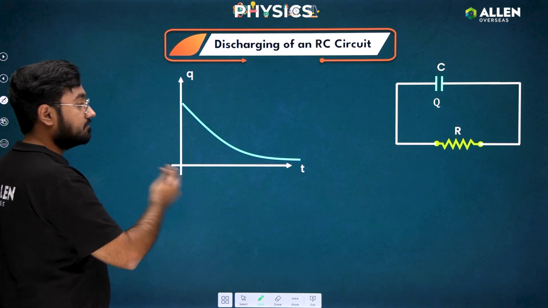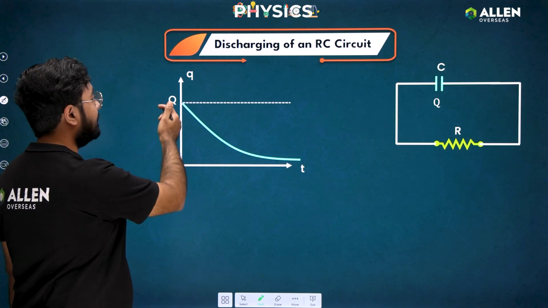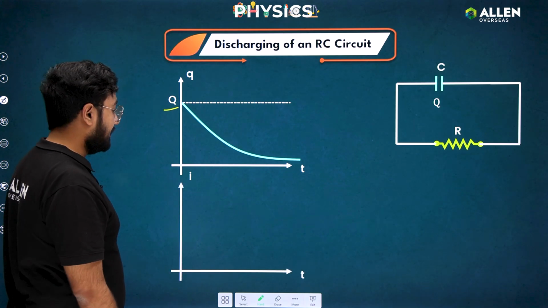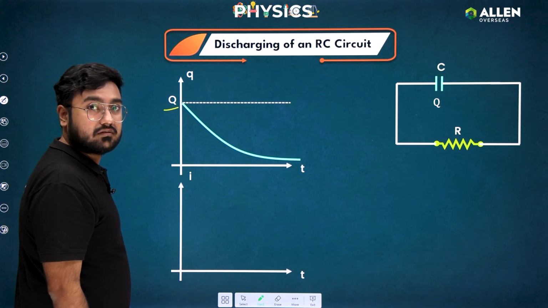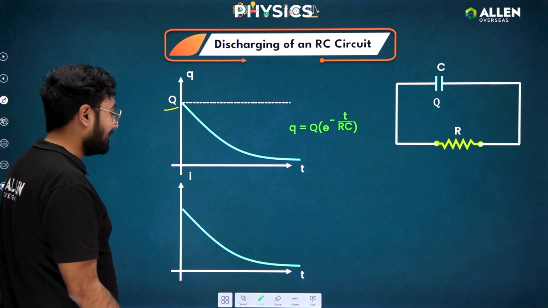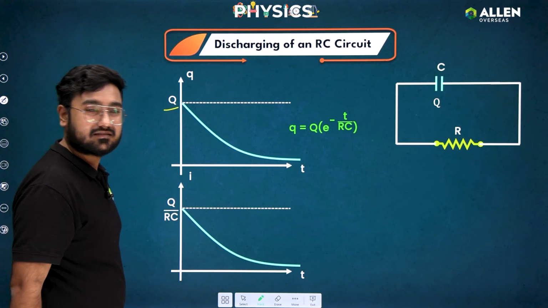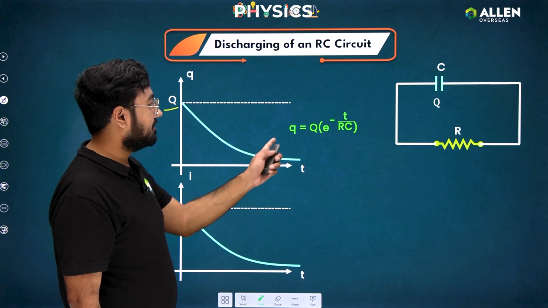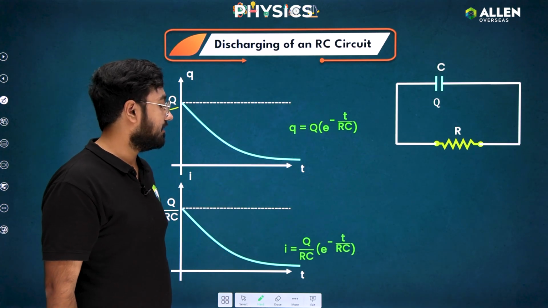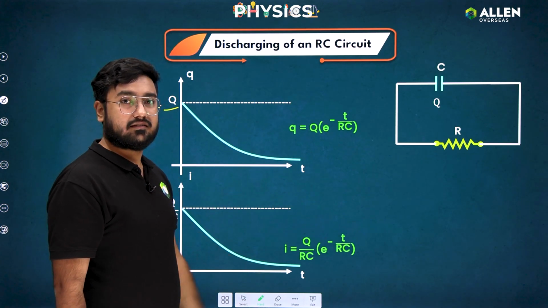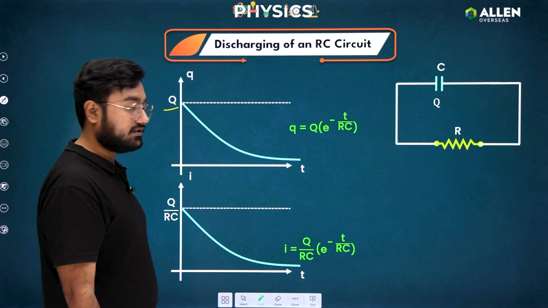So q-t graph, decay. What is the maximum value? Q. i-t graph, decay. What will be the maximum value? Q by RC, right? This is q is equal to Q e to the power minus t by RC. This is Q by RC e to the power minus t by RC, right?